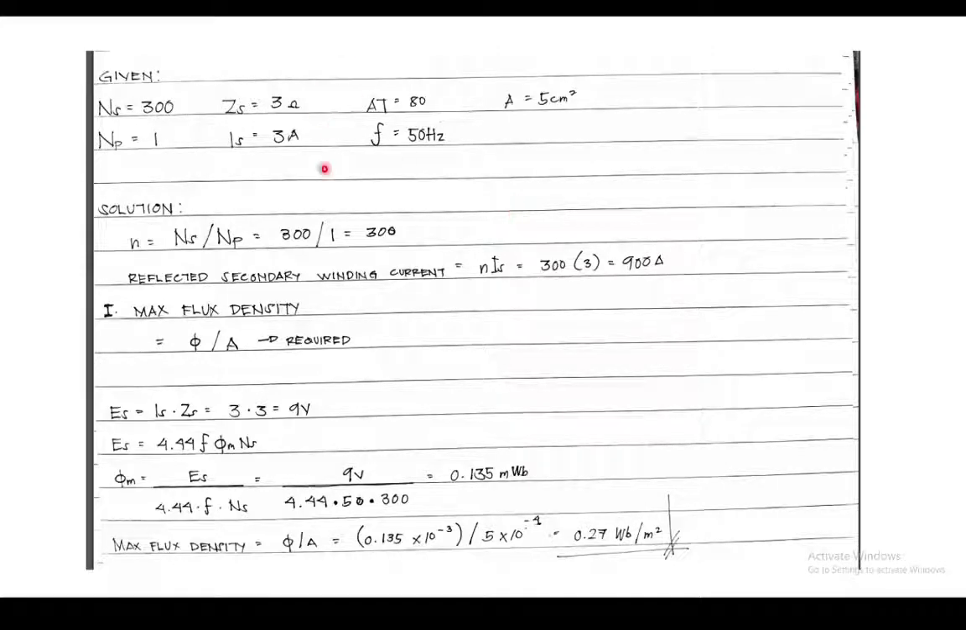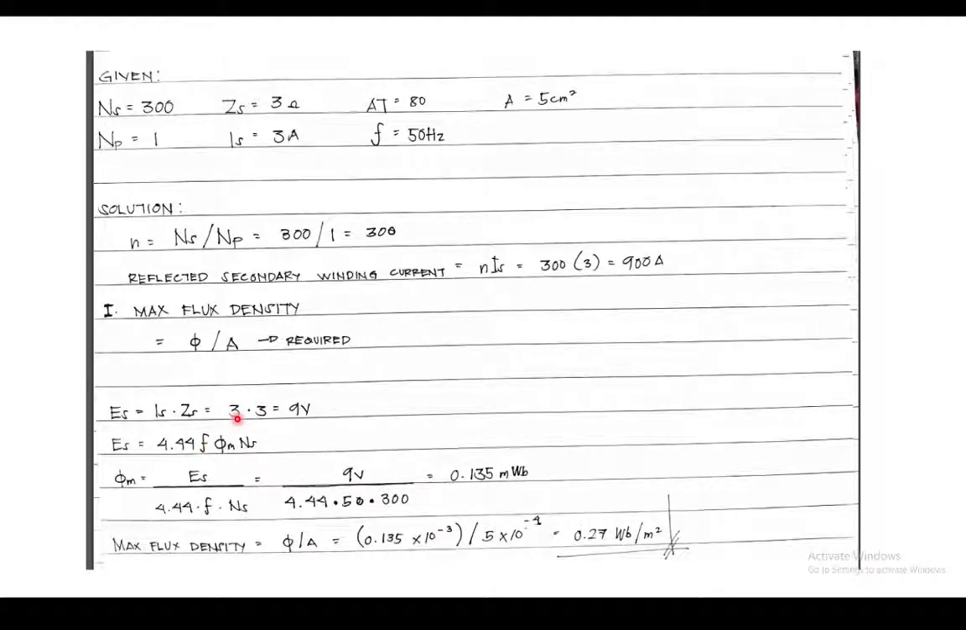Let us get first the secondary induced EMF. By Ohm's law, we get the induced EMF from the current times the impedance. ES is equal to IS, the secondary current, times the secondary impedance, which is 3 times 3, equivalent to 9 volts.